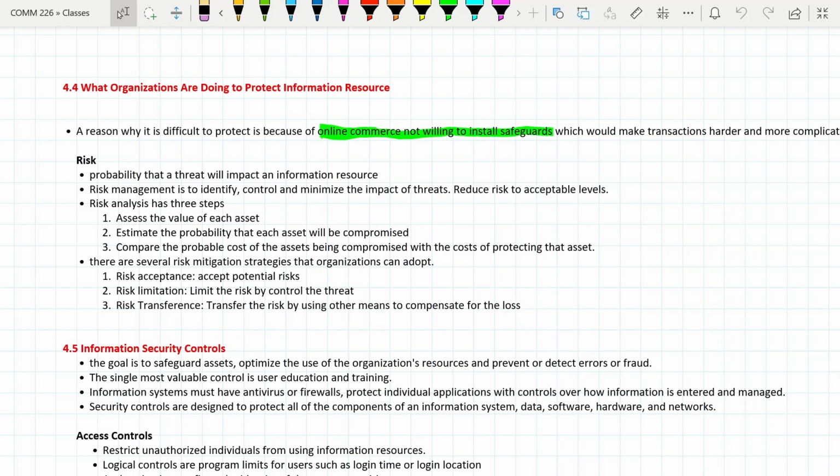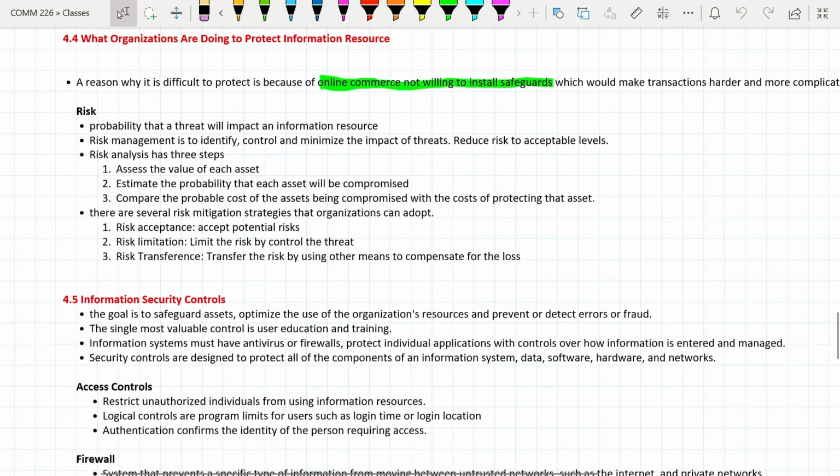So there are several risk mitigation strategies that organizations can adopt. 1, risk acceptance: accept potential risks. 2, risk limitation: limit the risk by controlling the threat. 3, risk transference: transfer the risk by using other means to compensate for the loss.